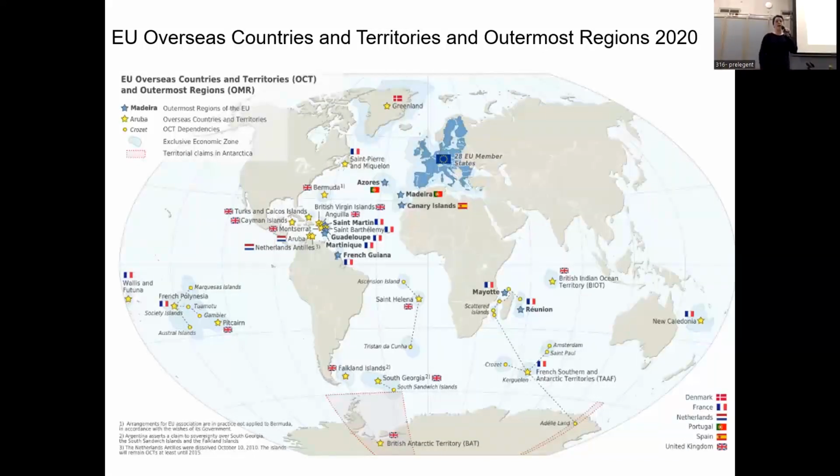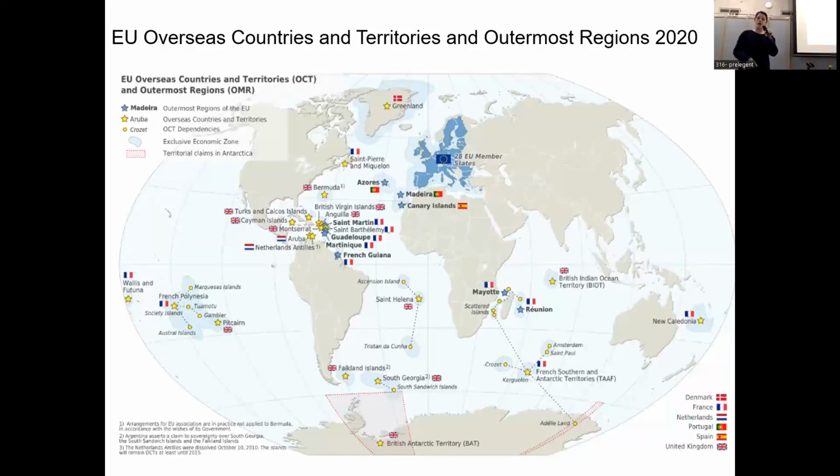So once Brexit happened, these territories are still obviously part of Britain in different ways, not integral parts. There are different juridical statuses, but they are Britain's business, so to say, but no longer of the European Union. You should be seeing something blue: the 28 EU member states, including the UK, and then some blue stars: the Azores, Madeira, Canary Islands, Martinique, Guadeloupe, French Guyana.